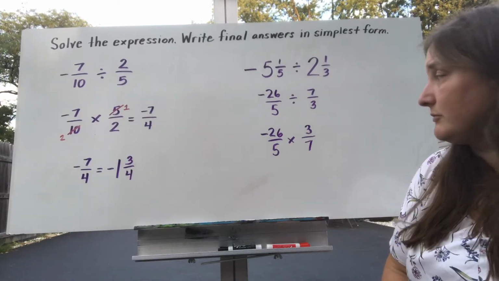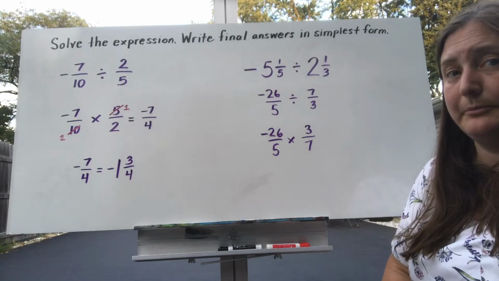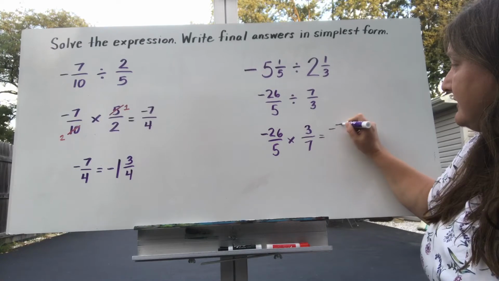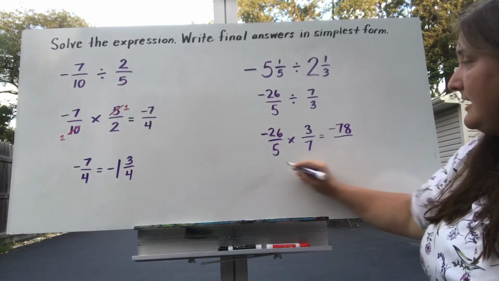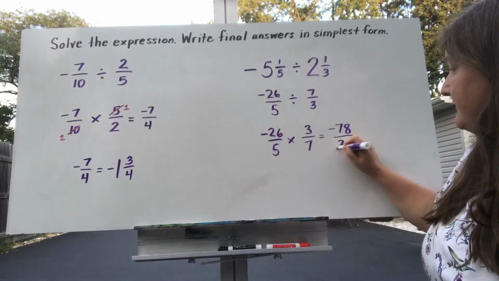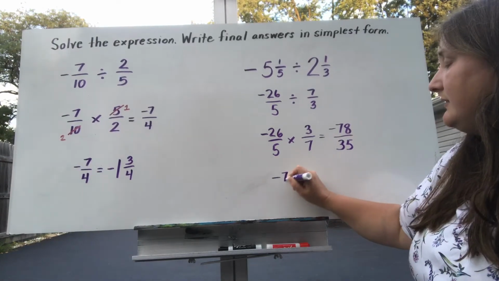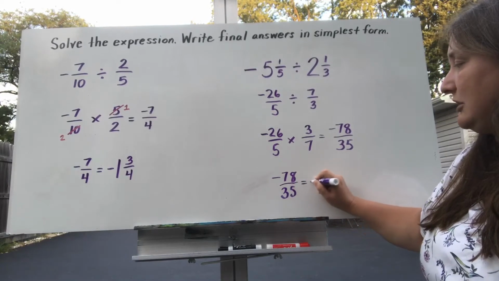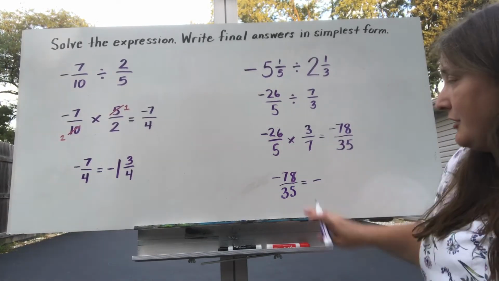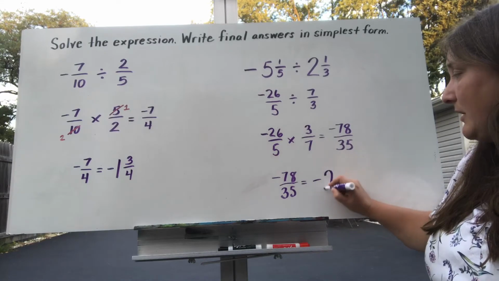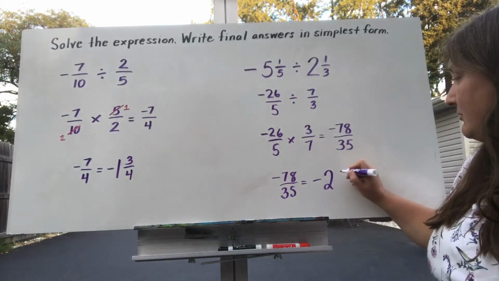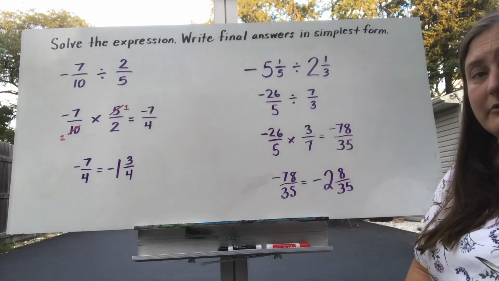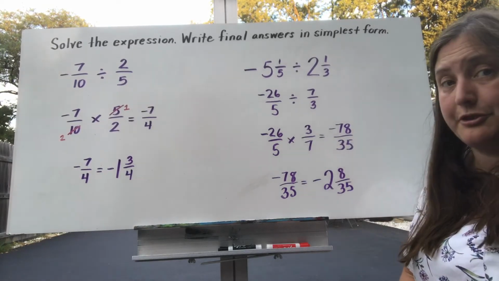Don't see any cross-reducing that I can do here, so I'm just going to have to multiply across here. So negative 26 times 3, I get negative 78. And 5 times 7, I get 35. So negative 78/35 is my final answer, but this guy is not in simplest form. I can change him into a mixed number. 35 goes into 78 twice. That brings us up to 70 with 8 leftovers. So my final answer is negative 2 and 8/35.